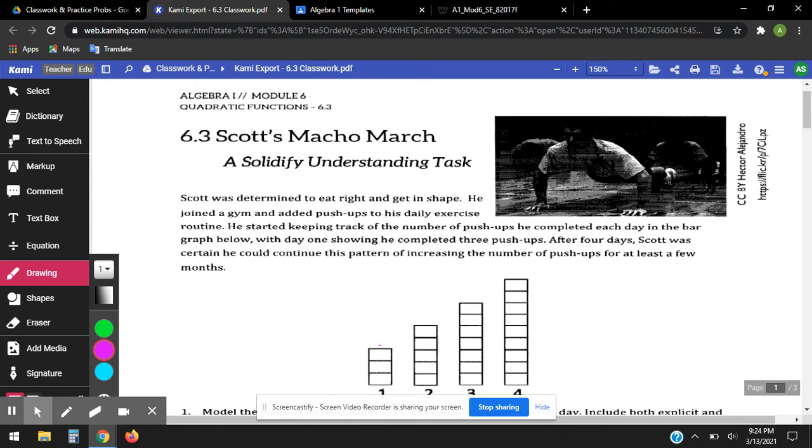Hi, this is Algebra 1, Module 6, Lesson 3, Scott's Macho March.